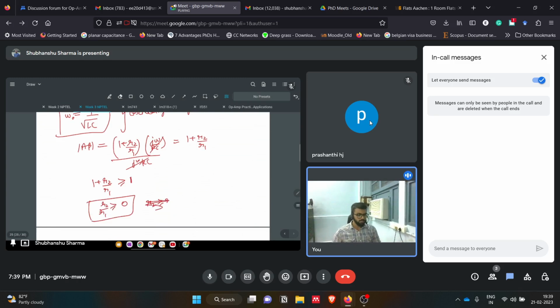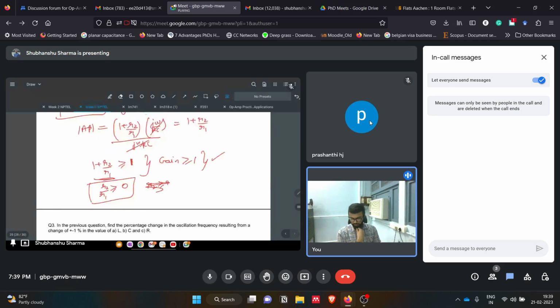So basically, if we achieve a gain greater than 1, because initially we need the gain to be greater than 1 so that the oscillations can start. If we can get gain greater than or equal to 1, we will be able to achieve the oscillations in this oscillator circuit. Okay, so this was all about this question.